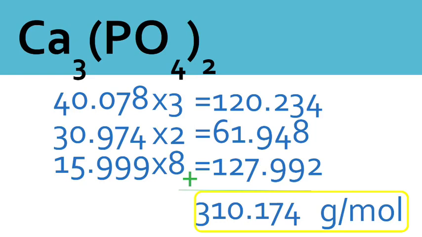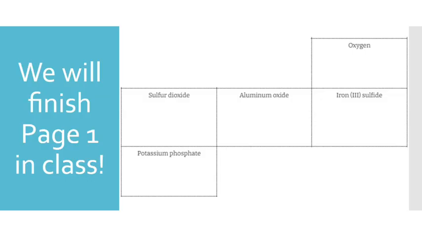It's not that complicated, but as you can see at the bottom of the page, we've got some names we're going to have to write the formulas of, and if we don't get the formula right, we can't get the molar mass right. So we are going to finish these examples in class. It's not something that you need to do to get your stamp, but that's really all there is to molar masses. Find the formula, count your atoms, multiply those numbers by the masses, and then add them up.